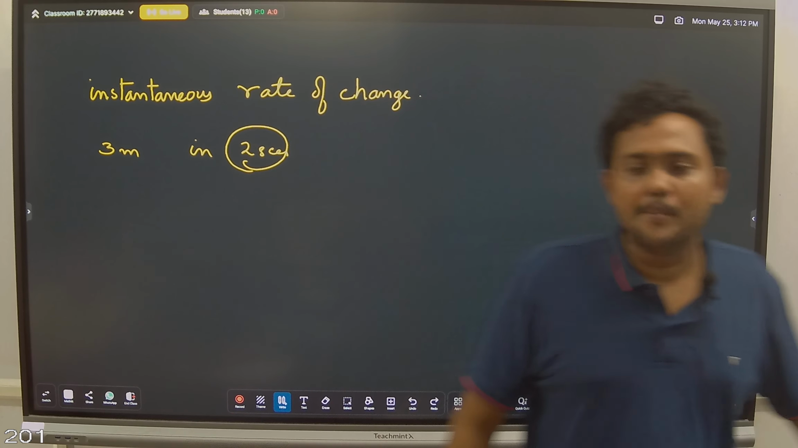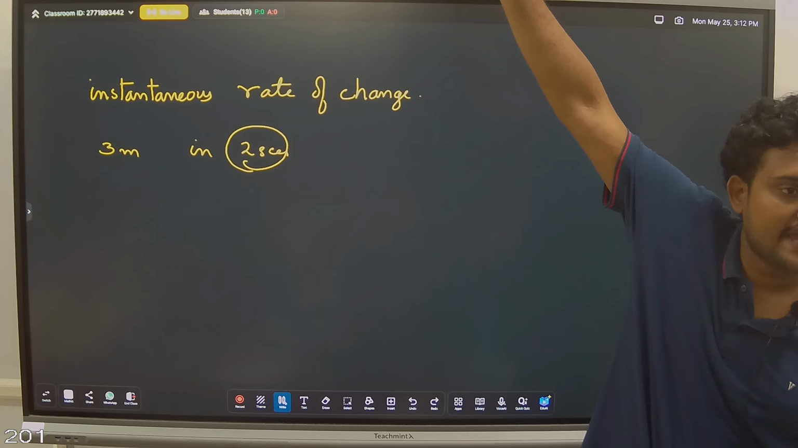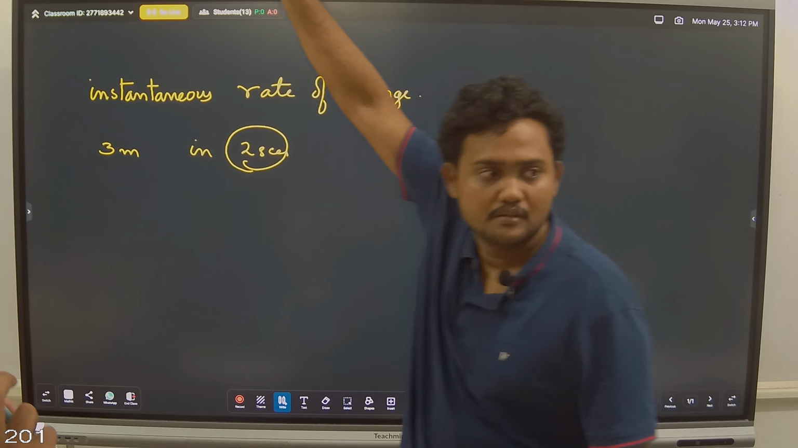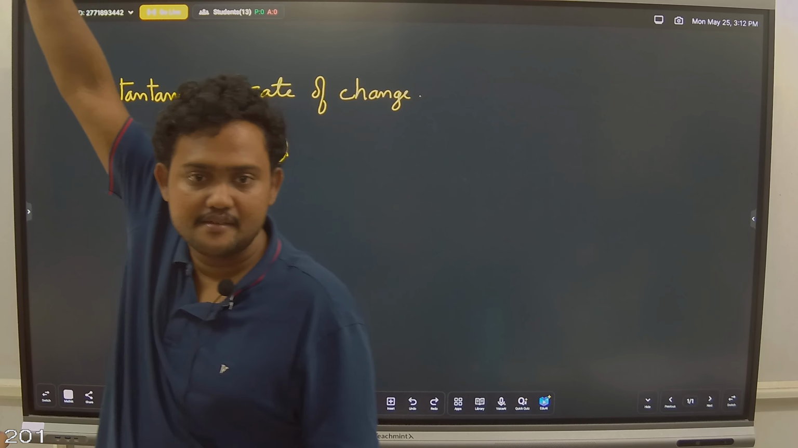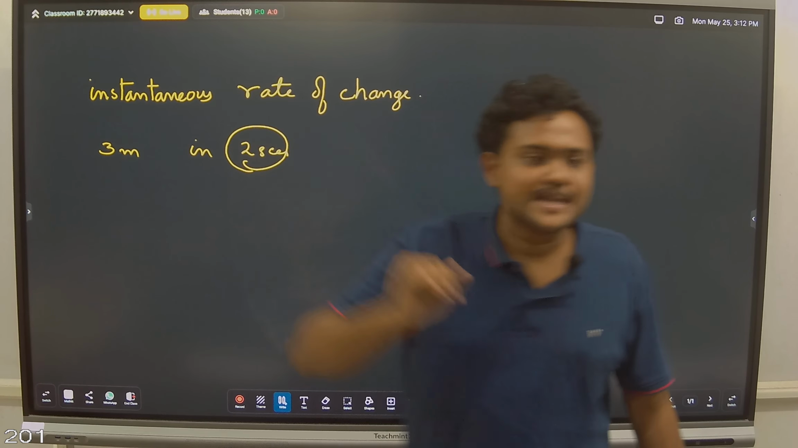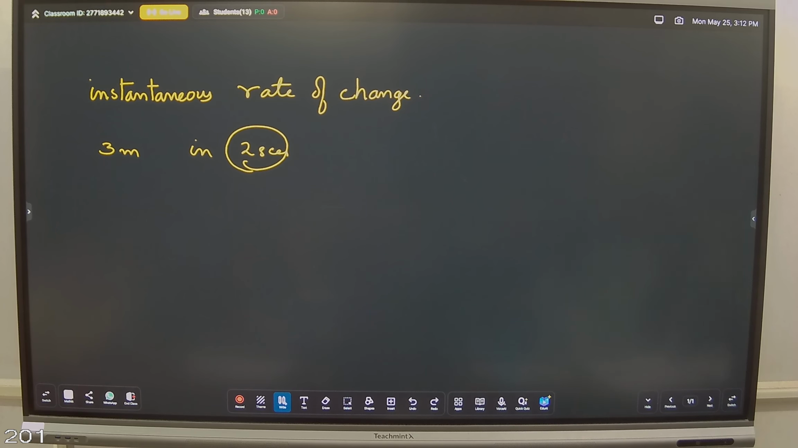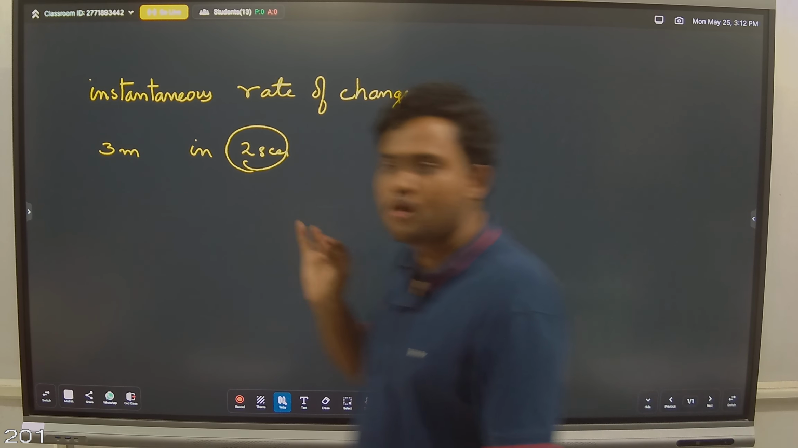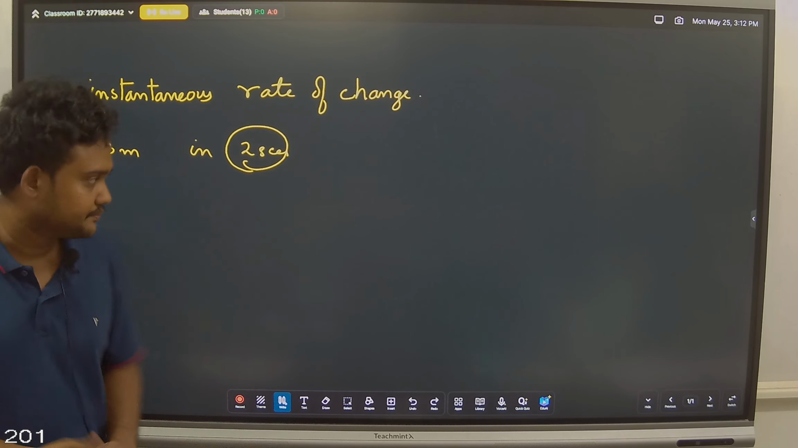Okay, so how many of you learned what slope of a line is in 10? You are all ICSE? CBSE. In CBSE, did you learn what the slope of a line is? You did not. Okay, I will teach you what the slope of a line is, all right?